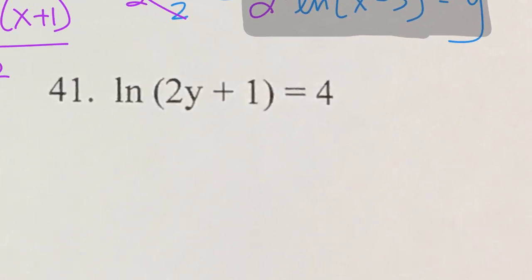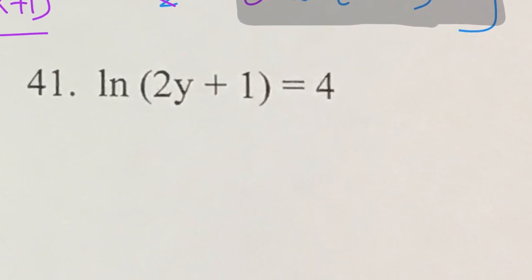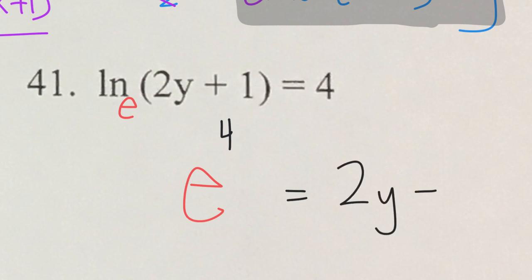So don't combine things that aren't actually combinable. And lastly, natural log, remember forever that natural log is log base e. So this becomes e as the base to the 4th power equals 2y plus 1. The base of your log becomes the base of your exponent, and the y is no longer in your argument, and we can solve this by subtracting 1 from both sides and then dividing everything by 2. So we can have e to the 4th minus 1 all divided by 2.